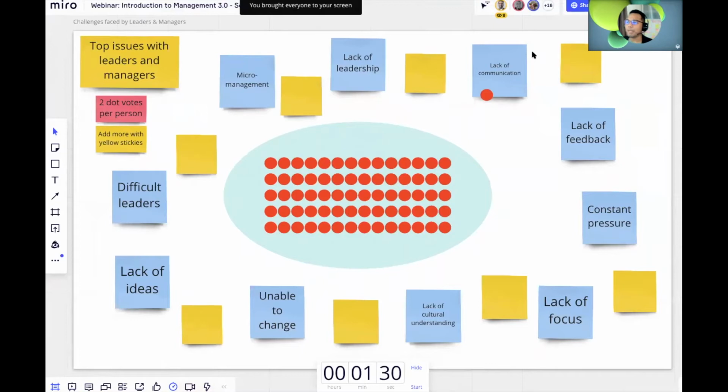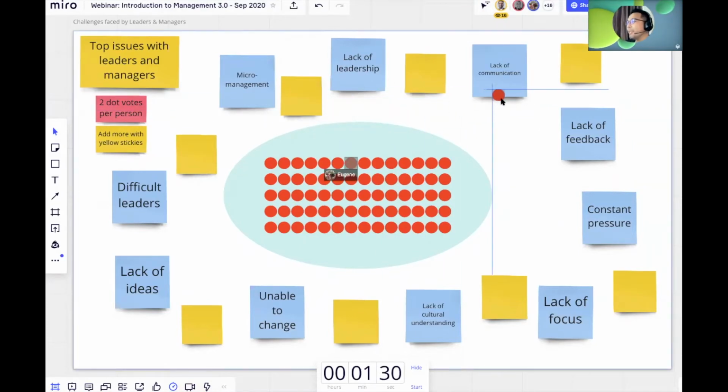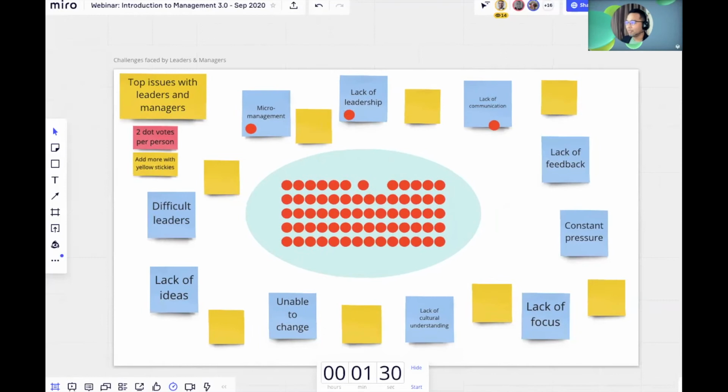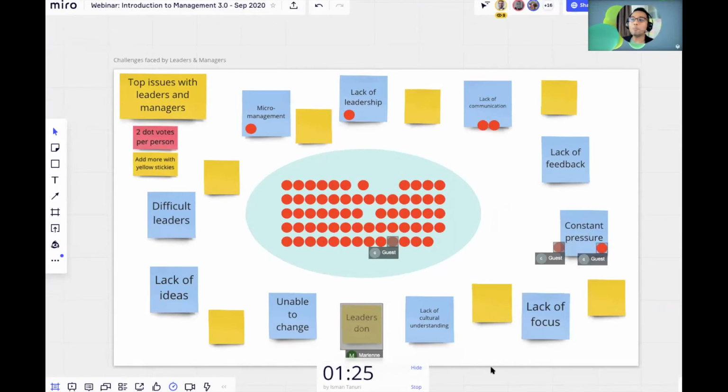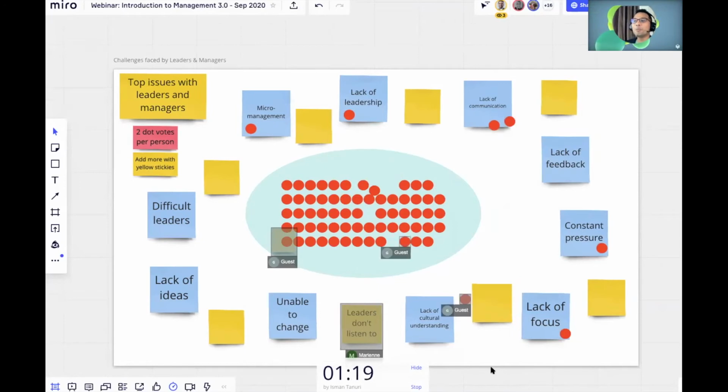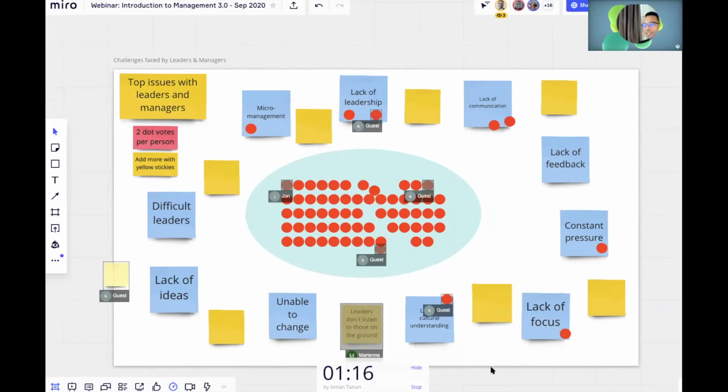So I've created a space around here, and let's hear from you. What are the top issues that you have with leaders and managers? What you can do is pick up one of the little red dots, move it around the screen, and vote on something. If you feel that there's something that is not here that you want to put in, feel free to use a sticky note and add one more issue that you feel is important. I'm going to put a timer into the box. You have 2 votes each. Top issues with leaders and managers.